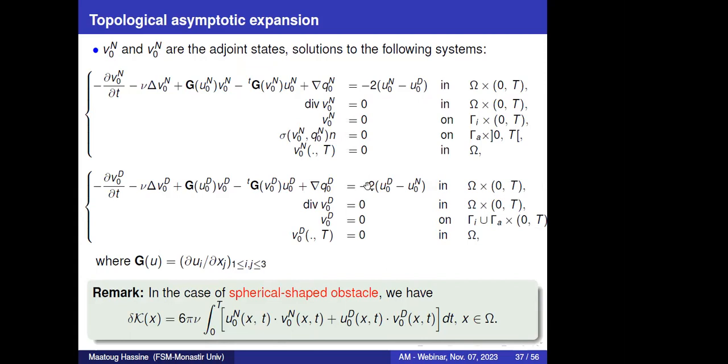Similarly to the previous case, if we want to get a more explicit expression for the topological gradient, we consider a spherical shaped obstacle, and in this case, the topological gradient is defined by this explicit expression, depending only on u and v. These are the solution to the Neumann Navier-Stokes problem in the non-perturbed domain and its associated adjoint problem, and the solution of the Dirichlet Navier-Stokes problem in the non-perturbed domain and its associated adjoint problem.